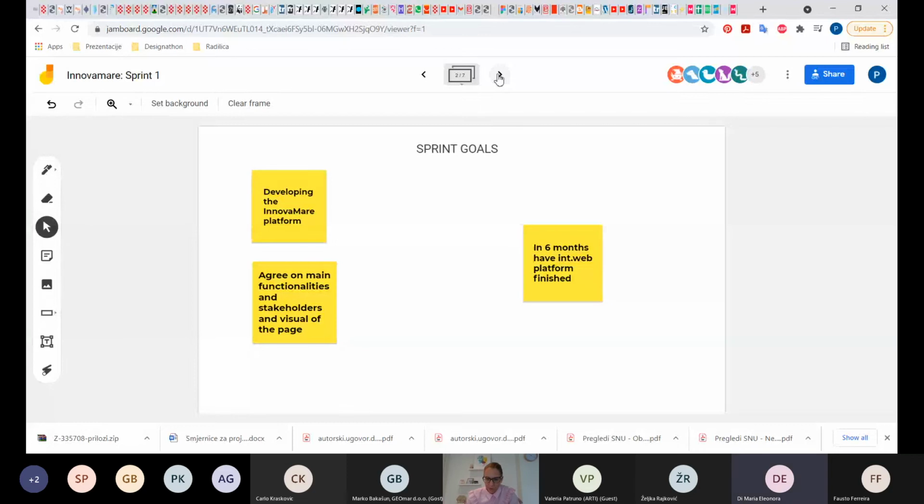Sorry, Petra, should we have to write in the sprint goal page? No, just think for yourselves. You can write it on a piece of paper, and then you discuss and update in the Jamboard. Okay.